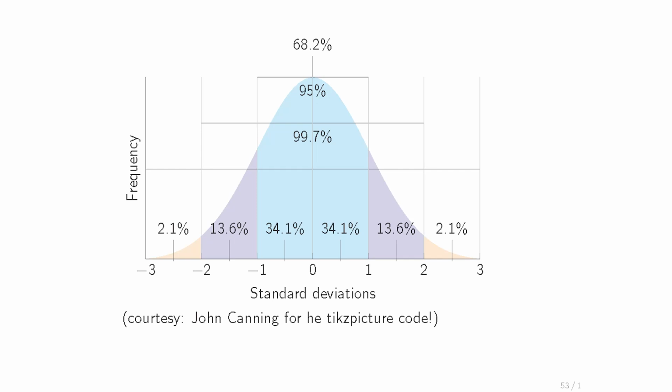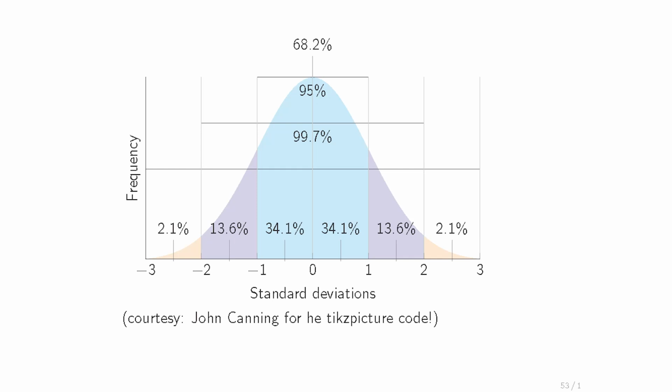These ones are correct. 2.1% is below -2. 2.1% is above 2. 13.6% is between -2 and -1. 13.6% is between 1 and 2. 34.1% is between -1 and 0. 34.1% between 0 and 1.